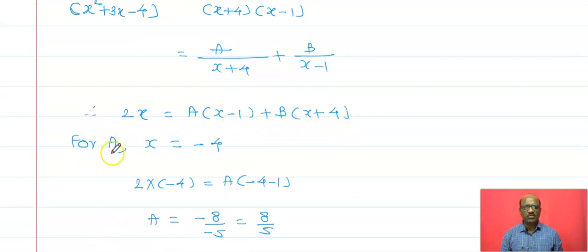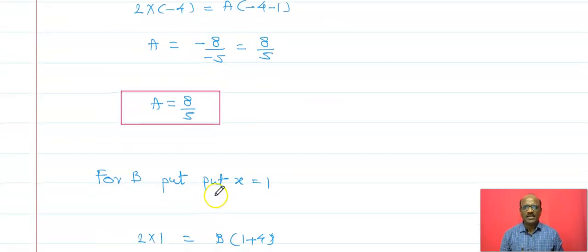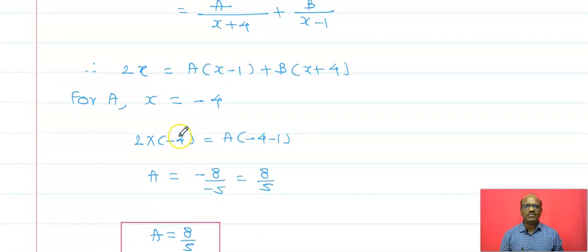To find out the value of a, for x equal to minus 4, you will get the value of a. Therefore, 2 into minus 4 is equal to a into (minus 4 minus 1). That is a into minus 5. And here is minus 8. A is equal to minus 8 upon minus 5. That will become plus. So a is equal to 8 upon 5. This is the value of a. What about the b? To find out the value of b, put here x equal to 1.